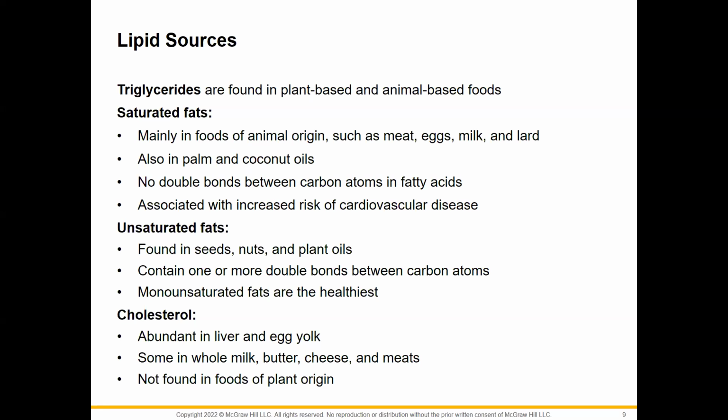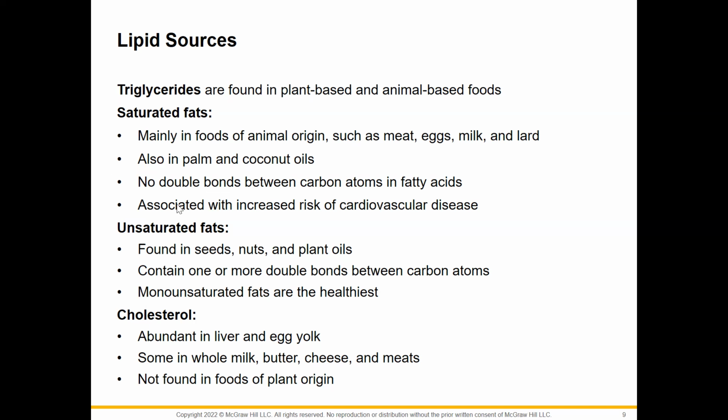So, saturated fats are mainly found in foods that come from animals. So, meat, eggs, milk, lard. All of those are animal products, animal byproducts. You can also find your saturated fats in some oils that come from plants, like your palm oils and your coconut oils. So when we say saturated, we basically mean that there are no double bonds between the carbon atoms in the fatty acids. So these molecules are saturated with single bonds. All right, they're saturated with single bonds, no double bonds at all.